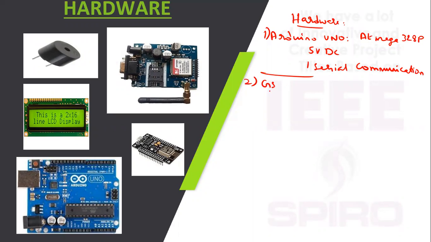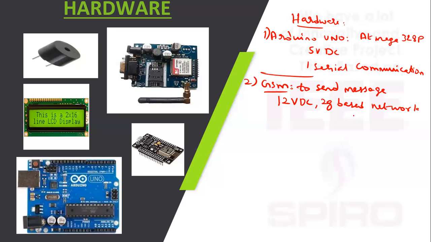GSM is used to send a message to the patient about the result, about the skin cancer result. Its operating voltage is 12 volt DC, a 2G based network GSM model.